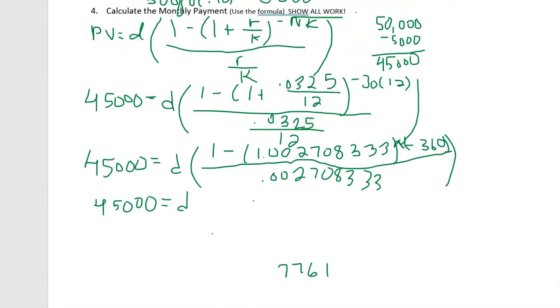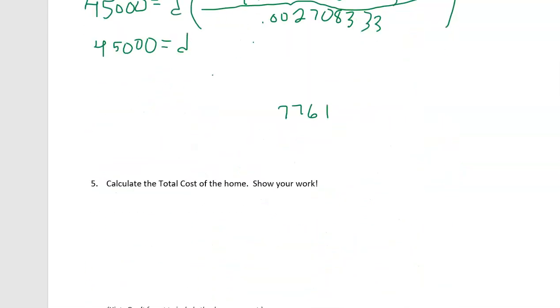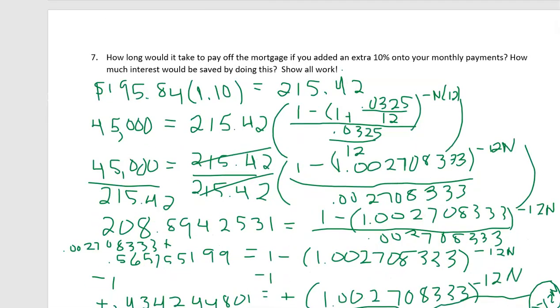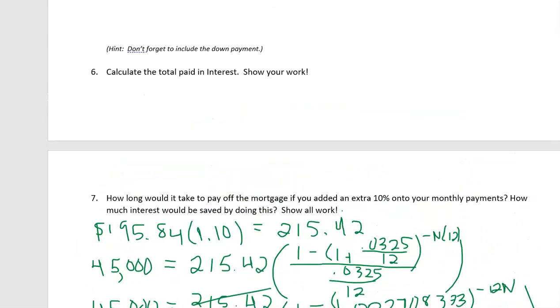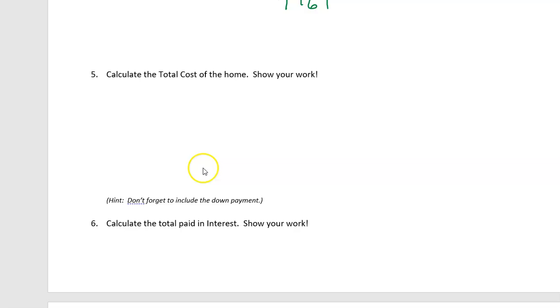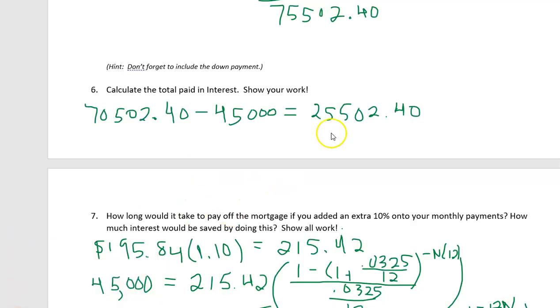Did I lose that calculation somehow? That's weird. It did. It disappeared on us somehow. That's very bizarre. Okay, I'll calculate it real quick then. Okay, so here it is. I don't know where it went a minute ago. So we paid $25,502.40 in interest when we were paying for 30 years.